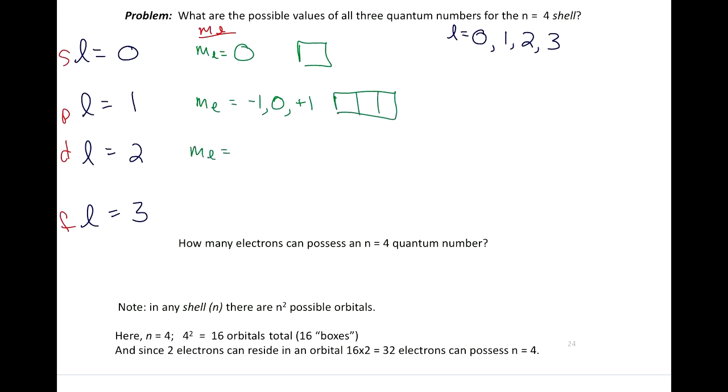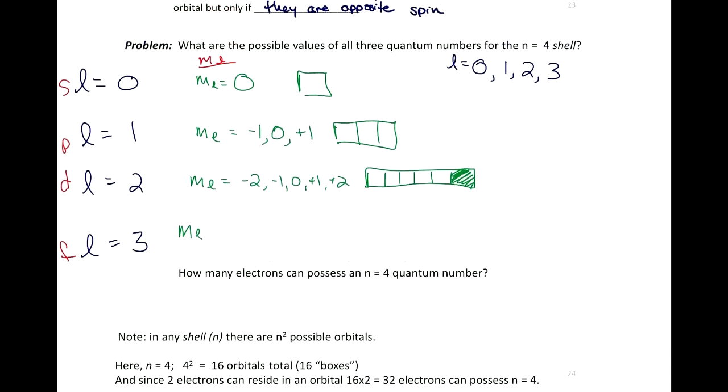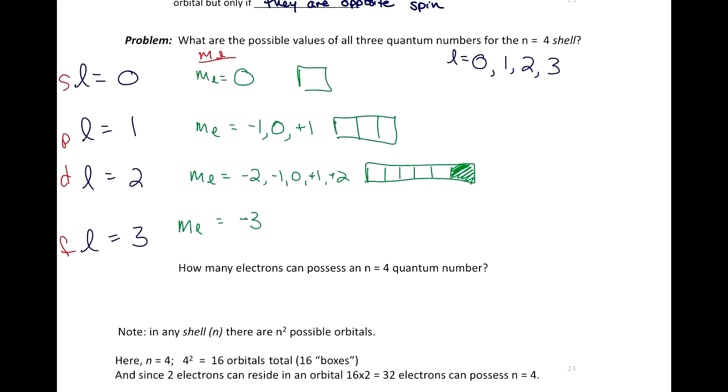D, so m sub l is -2, -1, 0, +1, +2, so how many boxes? Those are 5. 1, 2, 3, 4. Okay, that looks really messed up. Those are 5 boxes. And then finally, an F orbital. What are the possible m sub l's for an F orbital? -3, all the integers between negative and positive that L value. So -3, -2, -1, 0, +1, +2, +3. So how many orientations are those?